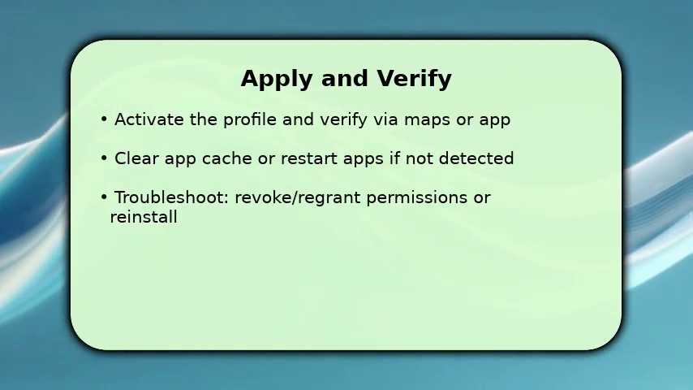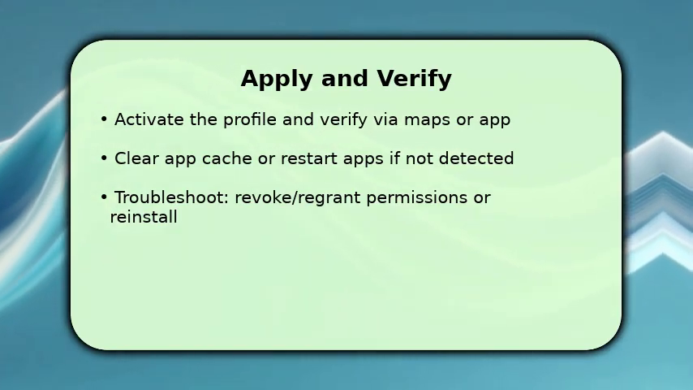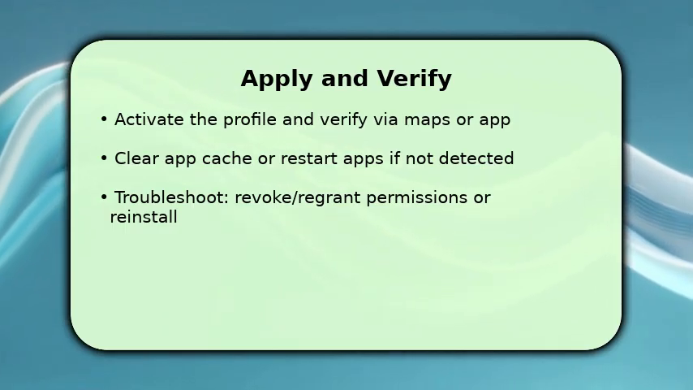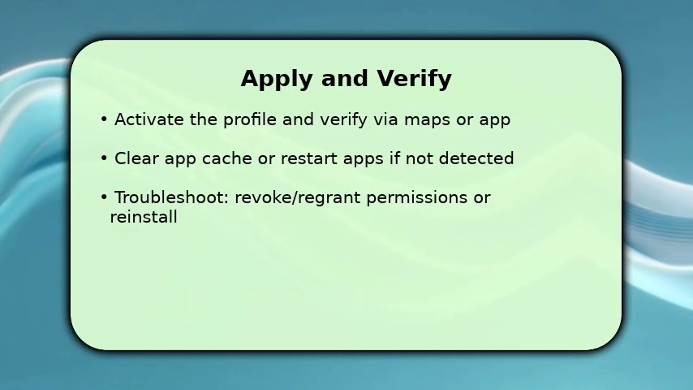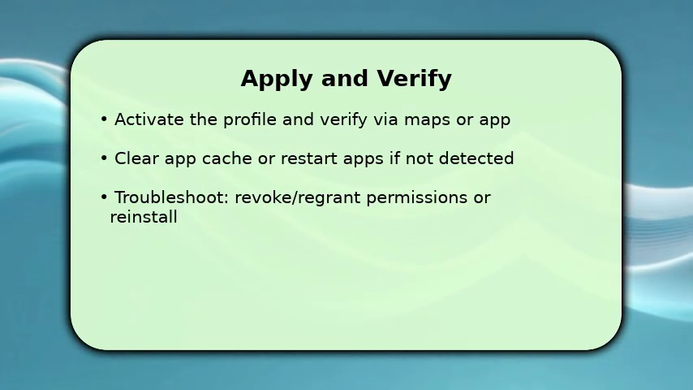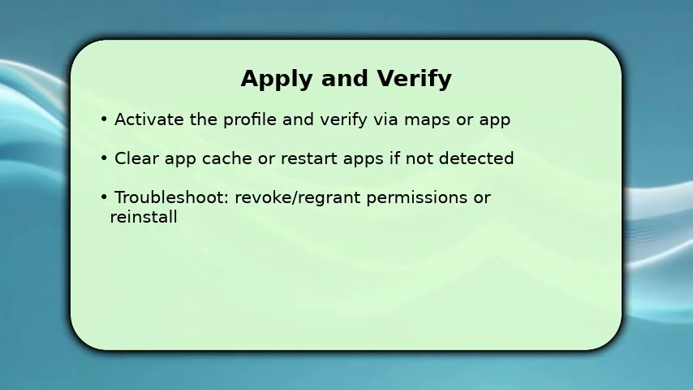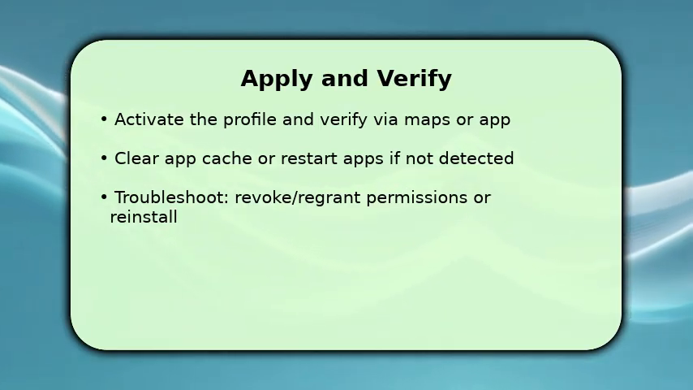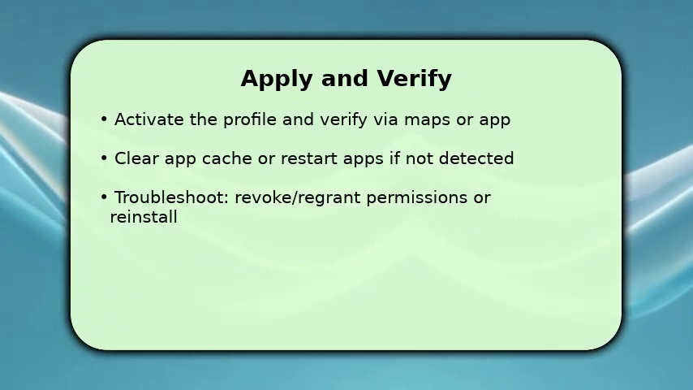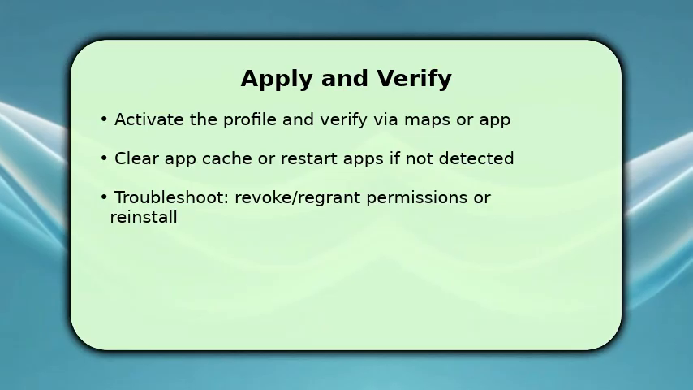If the change is not detected, clear the target app cache or restart the app. Sometimes processes cache old coordinates. Make sure mock location or developer settings remain enabled if required. If problems persist, revoke and regrant permissions, relaunch the location changer, or reinstall it. These steps resolve most conflicts and restore proper system-level control.